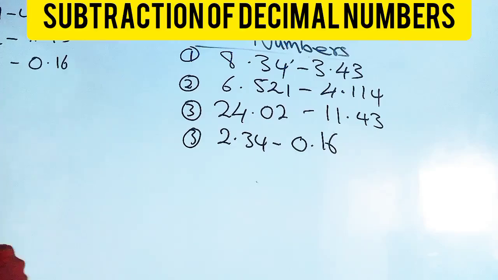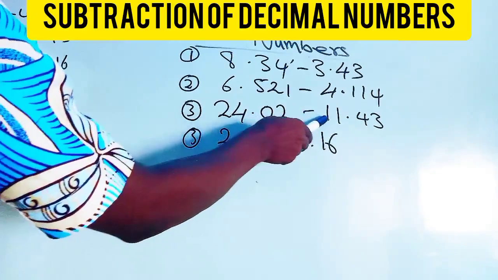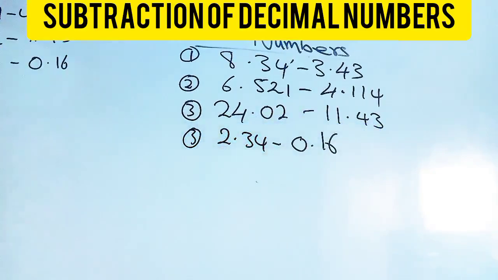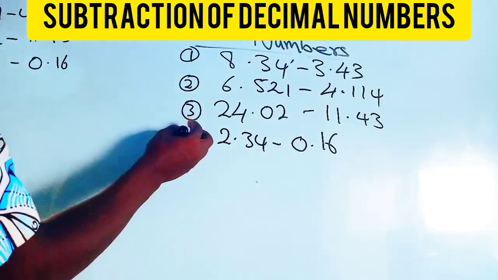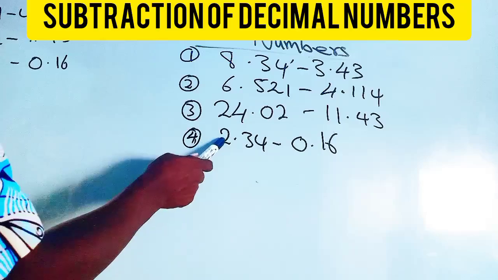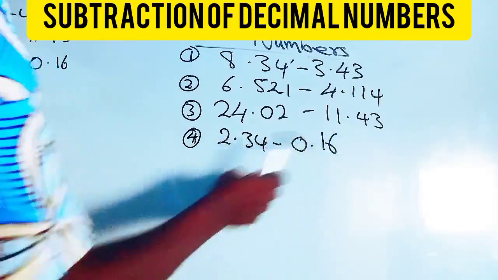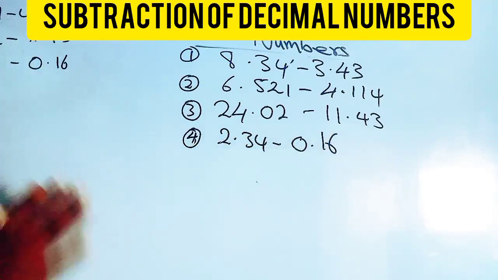Question number 3. 24.02 minus 11.43. Question number 4. We have 2.34 minus 0.16. Pause the video, solve these questions.